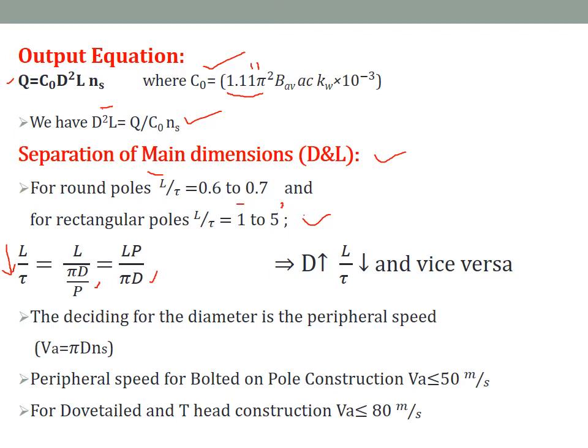The deciding factor for the diameter is the peripheral speed. So what should be the maximum size of the diameter D? This peripheral speed decides the diameter of the rotor. Peripheral speed for bolted on pole construction should be less than or equal to 50 meters per second. For dovetail and T-head construction, Va should be less than 80 meters per second. I told why it is: this is a stronger construction, while here the construction is a little bit weak.